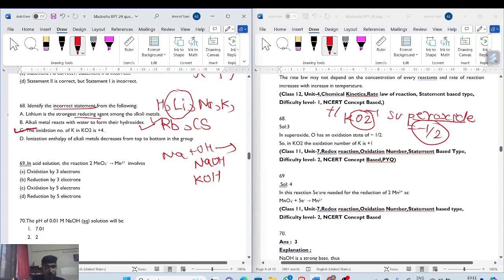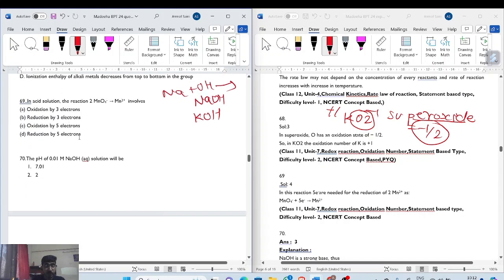Now option number 4, the ionization enthalpy of alkali metals decreases from top to bottom in the group. Yes, this statement is correct. Generally, the ionization enthalpy increases from left side to right side and decreases from top to bottom. Okay, so C is our correct answer.